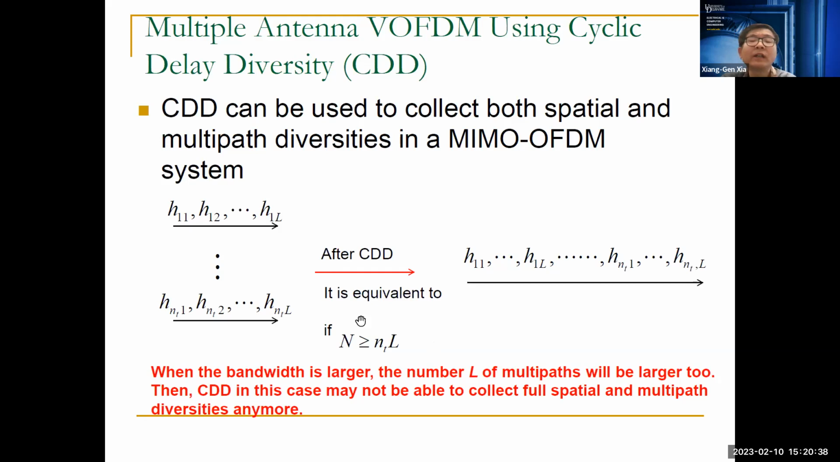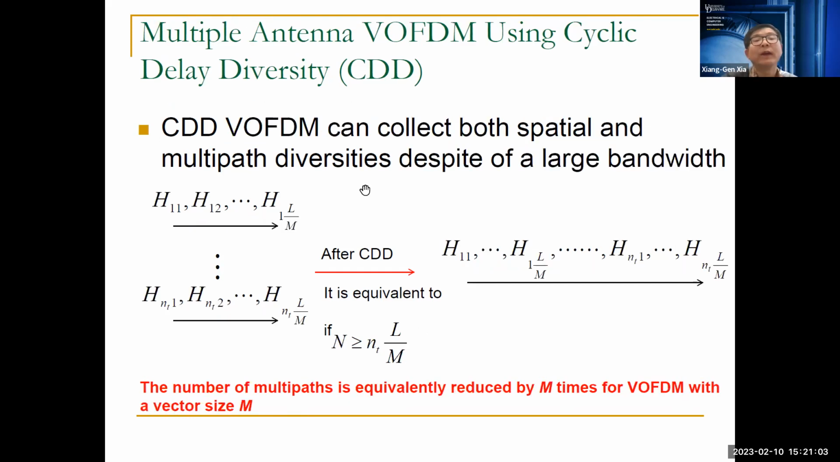However, if the number of antennas is large, or if the bandwidth is large, this capital N will be very large. And the question is, can we reduce it? Let's say for a 1 gigahertz bandwidth, this L will be huge. Then this capital N will be huge. So that's probably not good in practice. The question is whether we can do something scalable. That's the good thing about VOFDM.